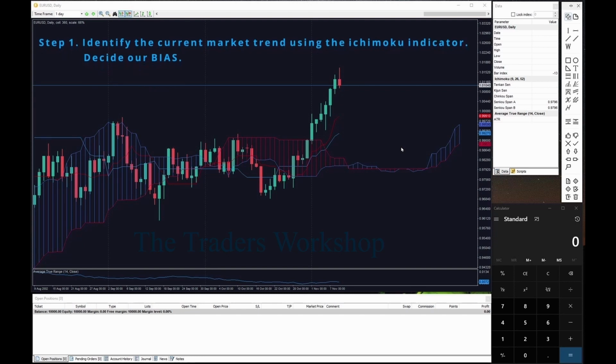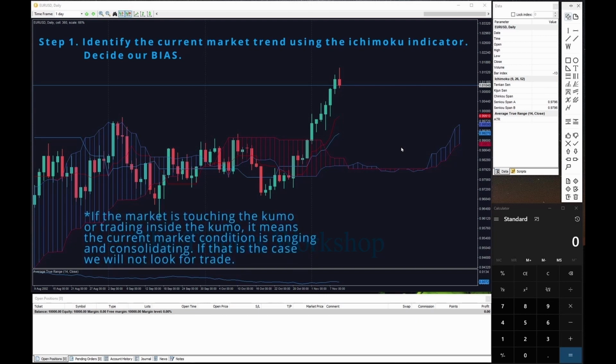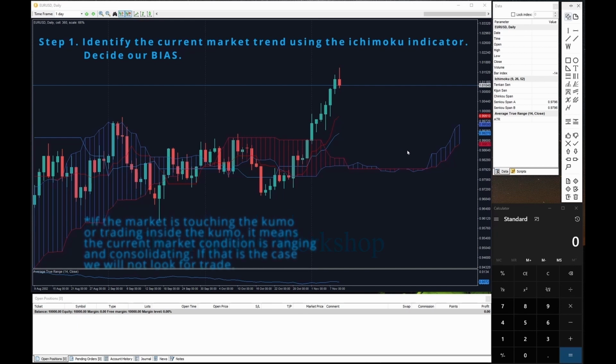Step 1. Identify the current market condition using the Ichimoku indicator, and decide what our bias will be. Keep in mind, if the market is touching the Kumo or is trading inside the Kumo, that is our definition of a ranging and consolidating market condition. If that is the case, we will not look for a trade.